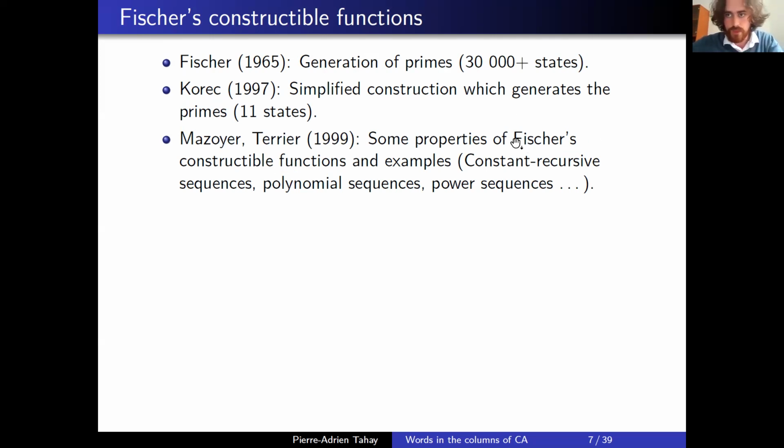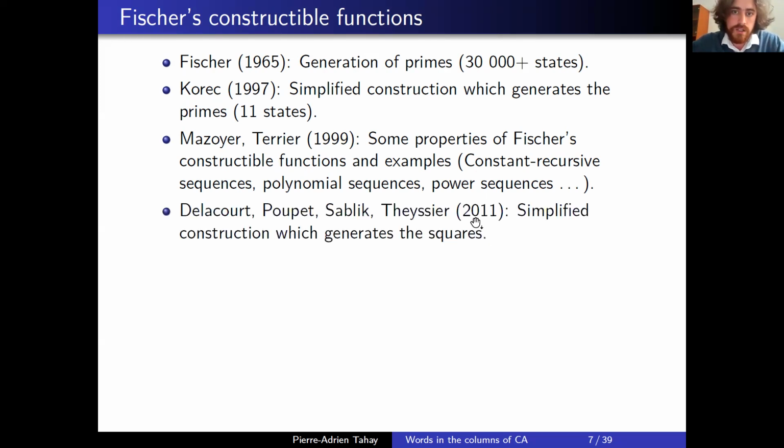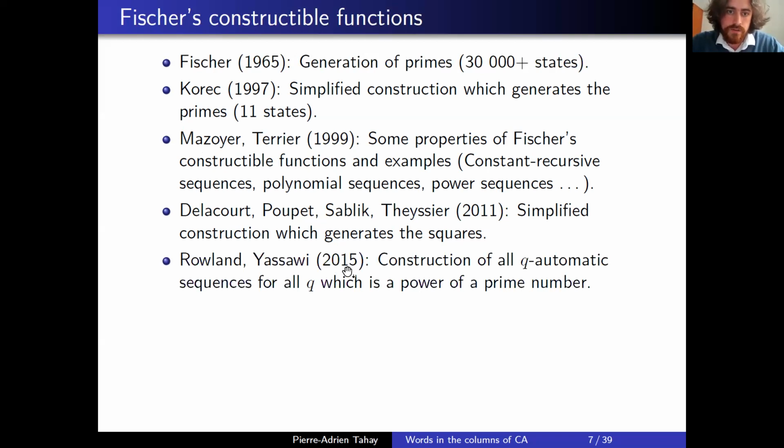It's just a function that can be obtained in a column of a cellular automaton. For example, constant recursive sequences, polynomial sequences, power sequences. In 2011, Delacourt, Poupet, Sablik, and Theyssier simplified the construction for the squares. Mazoyer and Terrier gave a construction for the squares, but the construction of Delacourt, Poupet, Sablik, and Theyssier is a simplified construction.